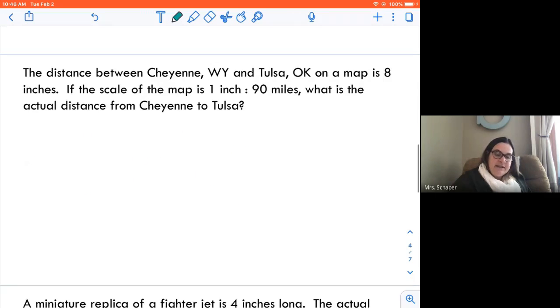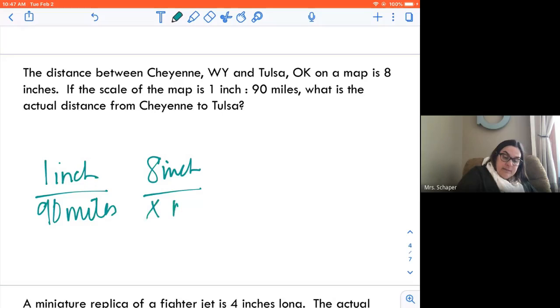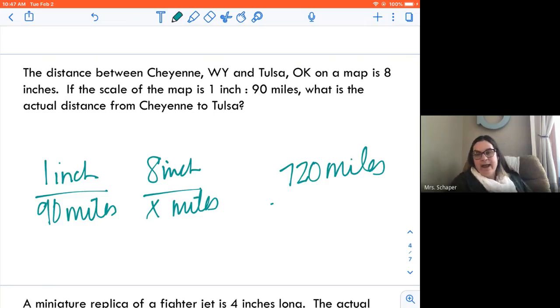The distance between Cheyenne, Wyoming and Tulsa, Oklahoma on the map is 8 inches. Again, you don't have to have the same units in both the numerator and the denominator. So 1 inch is to 90 miles as 8 inches is to X miles. So we're going to have 720 miles between Cheyenne and Tulsa, Oklahoma.